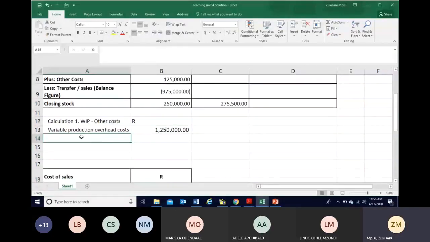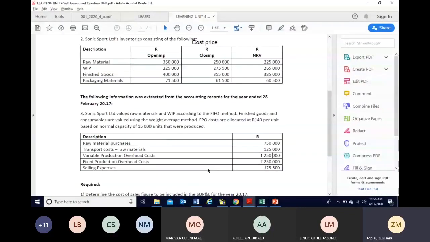And then we've got fixed production overhead costs. Now, fixed production overhead costs are also given, and you've got 2,250,000. If you are reading the statement above here that I've highlighted, it says fixed production overhead costs are allocated at 140 rand per unit based on normal capacity of 15,000 units that were produced.